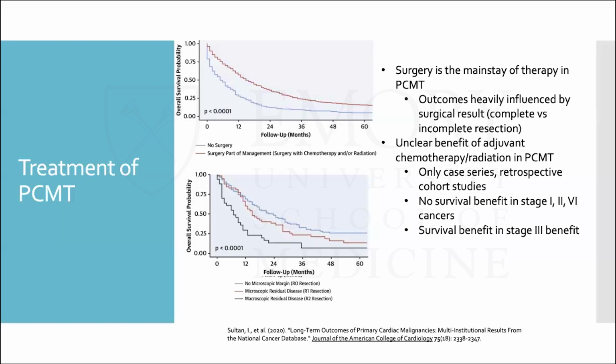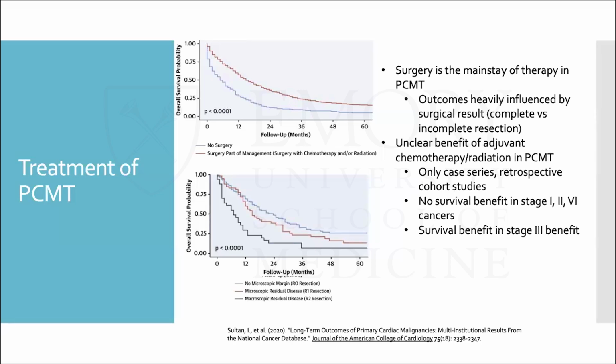But there is some retrospective cohort data, particularly out of the study I just mentioned that utilized the National Cancer Database. Essentially what they found was that there might be a survival benefit in those with stage 3 cancer. They compared those who had chemotherapy and radiation therapy on top of surgery to those who had surgery alone.